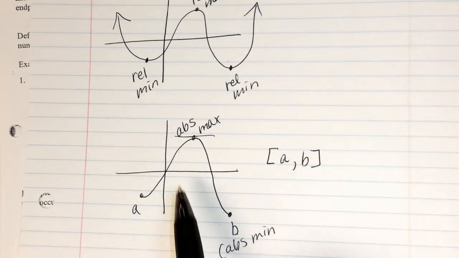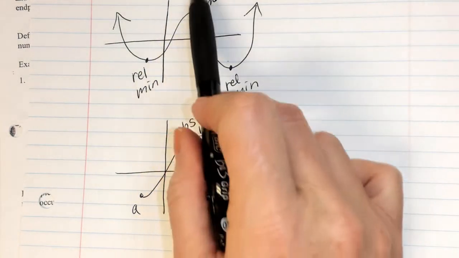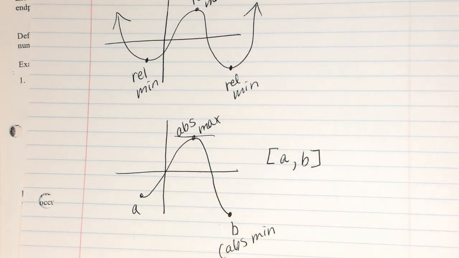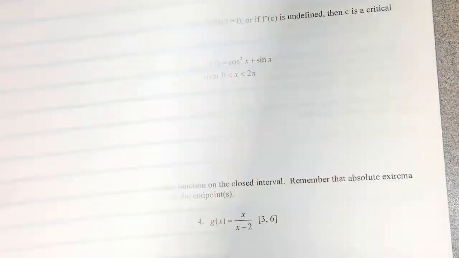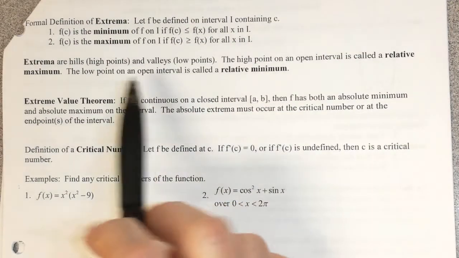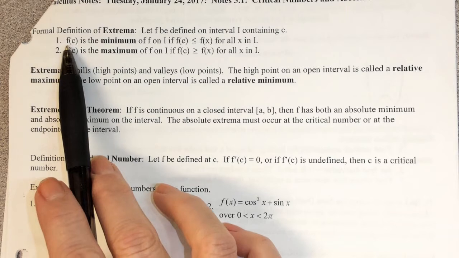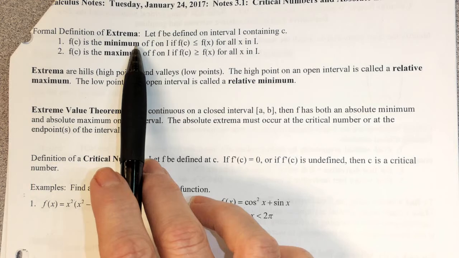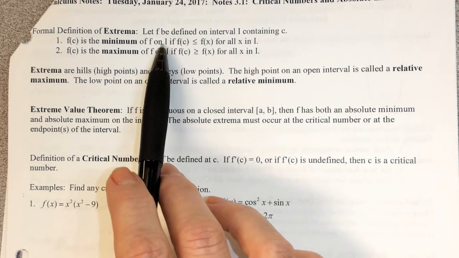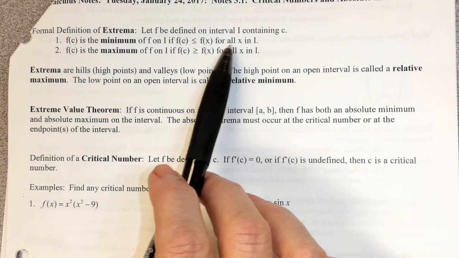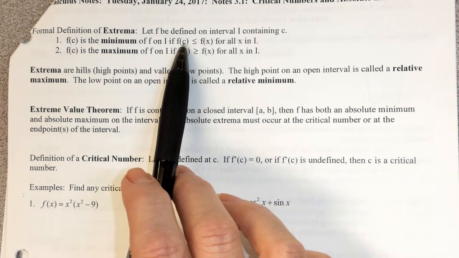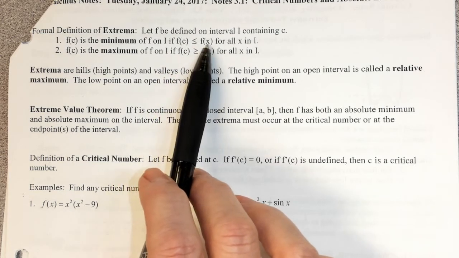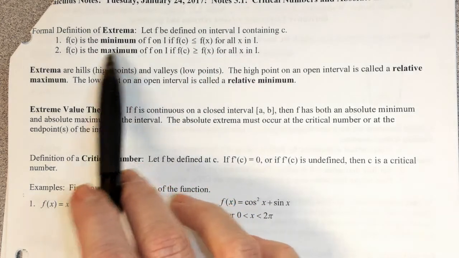We're going to be doing two things. We're going to be finding critical numbers, which are possible maxes and mins, and we're going to be finding absolute extrema, which are the absolute highest and lowest points on a closed interval. Looking over here, this is just the formal definition. F of C, meaning the y value at C, is going to be the absolute minimum of the function over this closed interval if that F of C is less than all of the others. It's just saying if it's the lowest point or the smallest value, it's going to be the minimum.